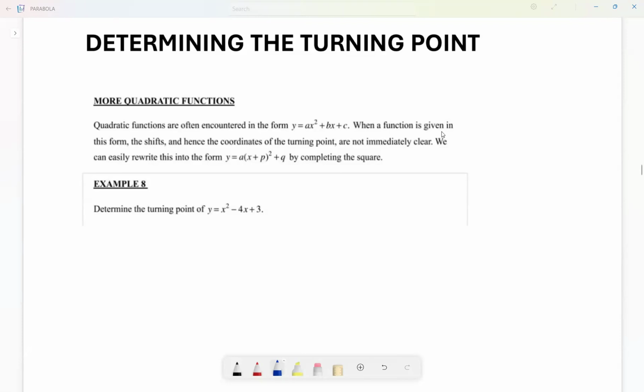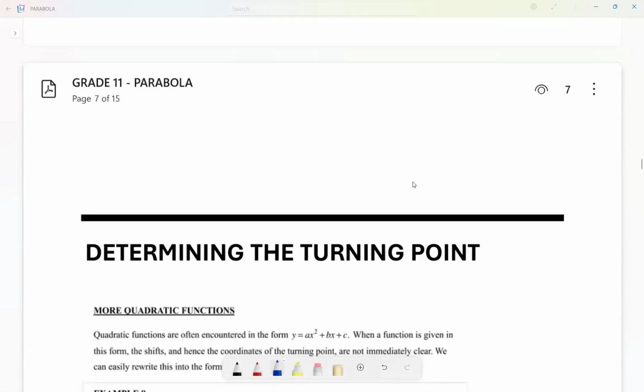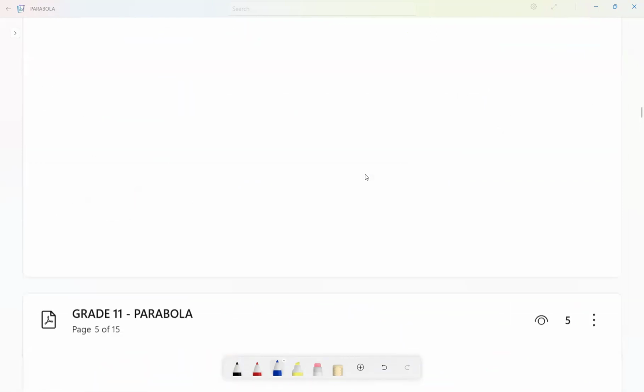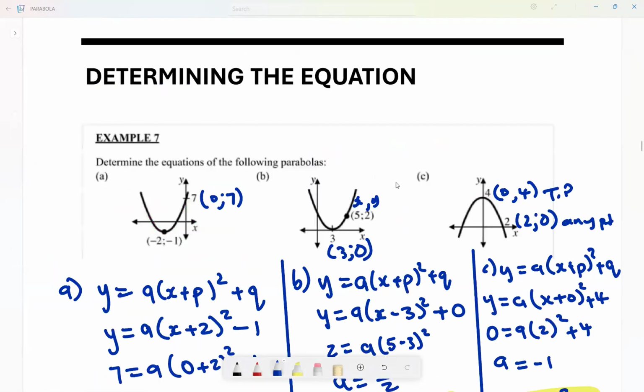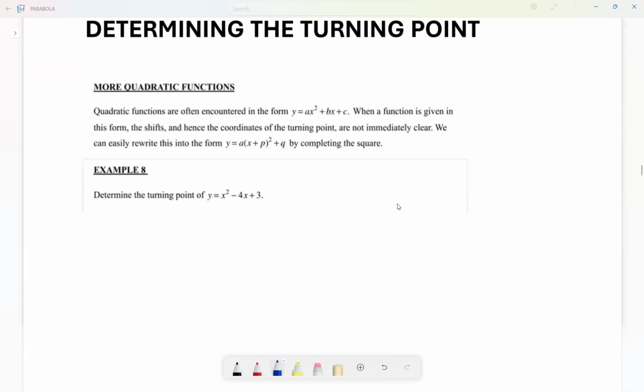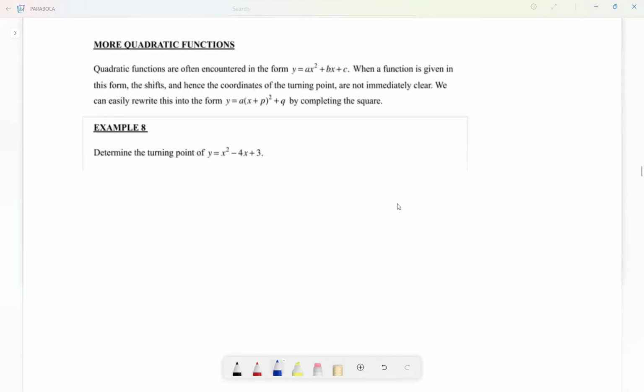So, this is the new video after the previous video where we discussed all the fundamentals of parabola, how it started, and all of that, the shifting and all of that, right? Now we have more of the quadratic function, okay? Remember the first one that we learned, it was the turning point formula that goes like y is equal to a into (x plus p) squared plus q. This was the turning point formula, because it can already give you the turning point.